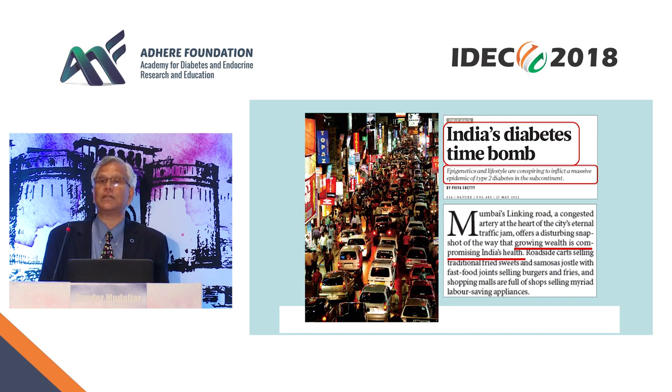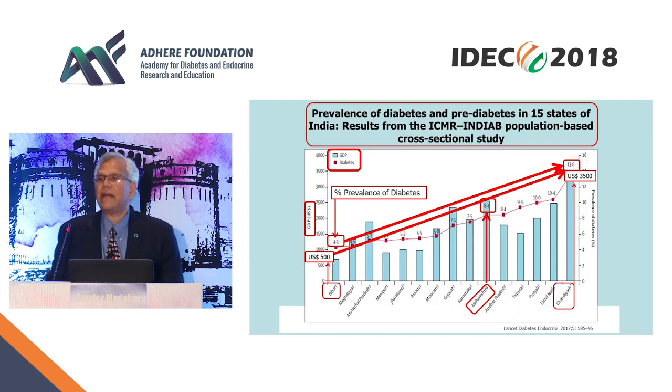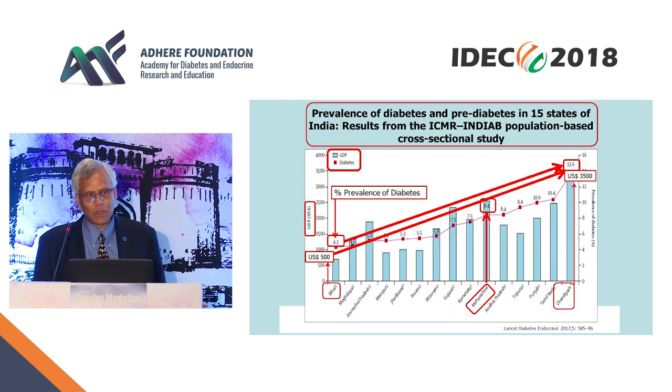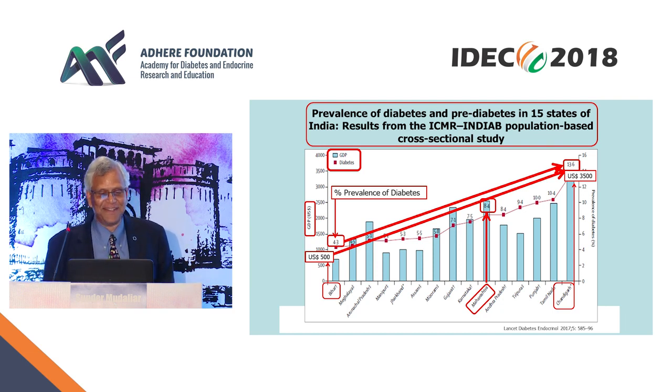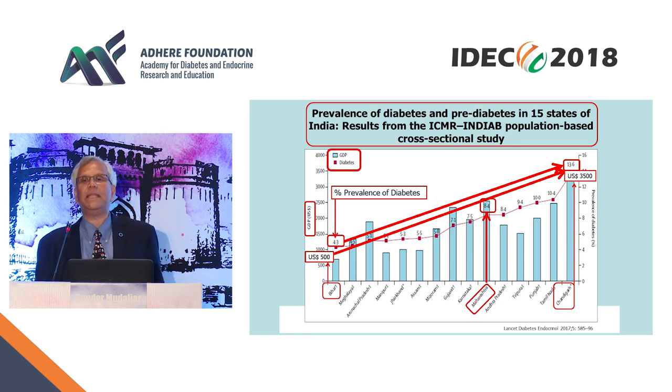But it was so bad that even Nature put out India's diabetes time bomb. And what they say is epigenetics and lifestyle are conspiring to inflict a massive epidemic of type 2 diabetes in the subcontinent. And they said growing wealth is compromising India's health. And as you know, the INDIAB study, again, Mohan's actually my classmate from 45, 50 years ago. We were together in college. And they've looked at diabetes, pre-diabetes in 15 states in India. So what did they see?